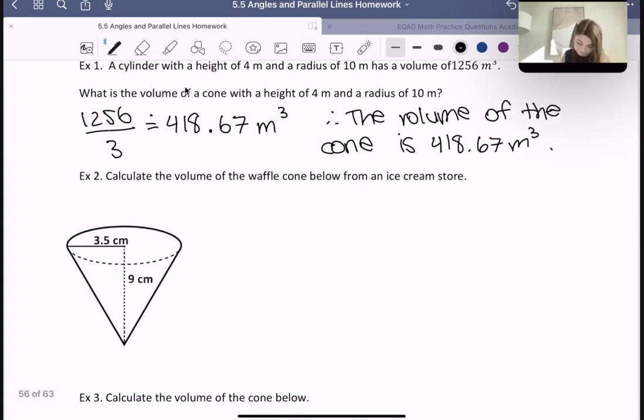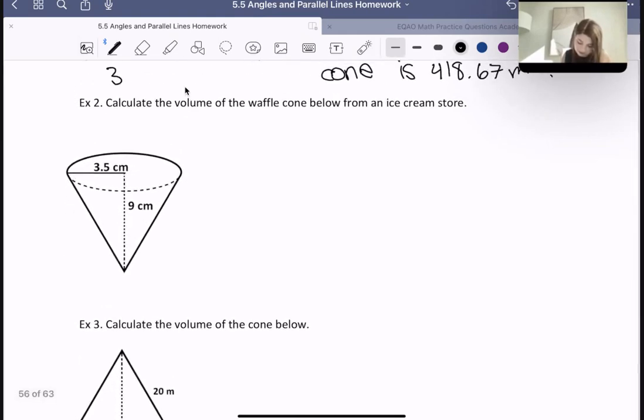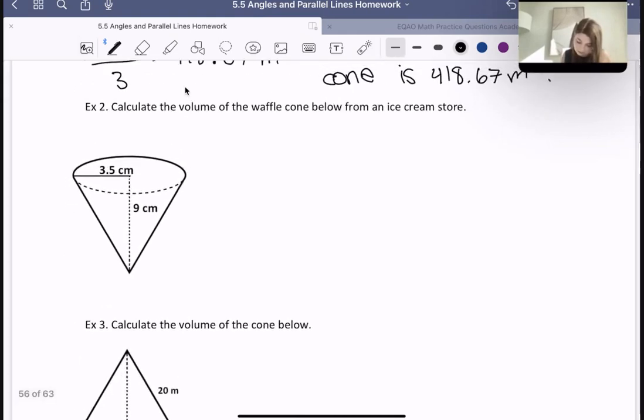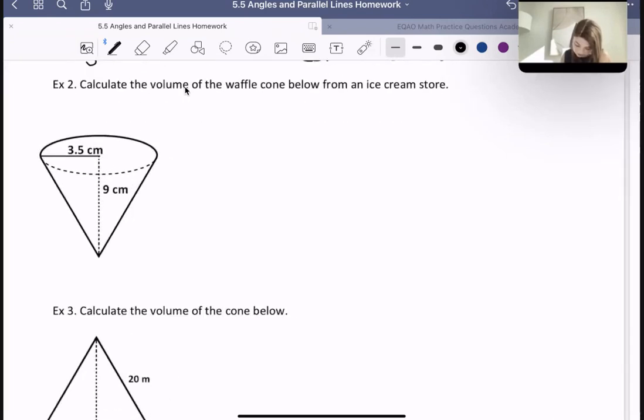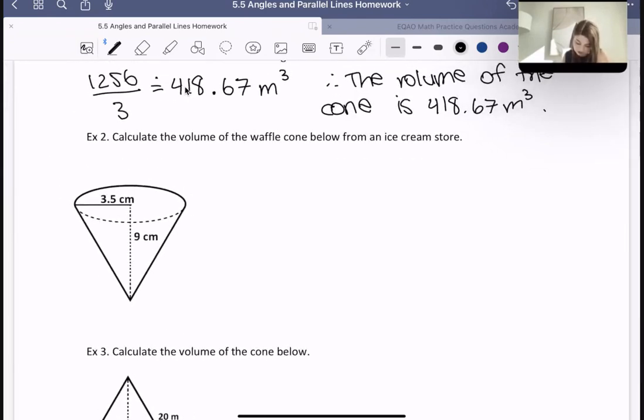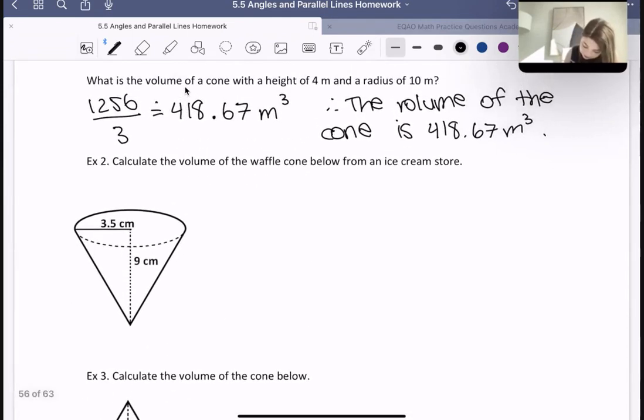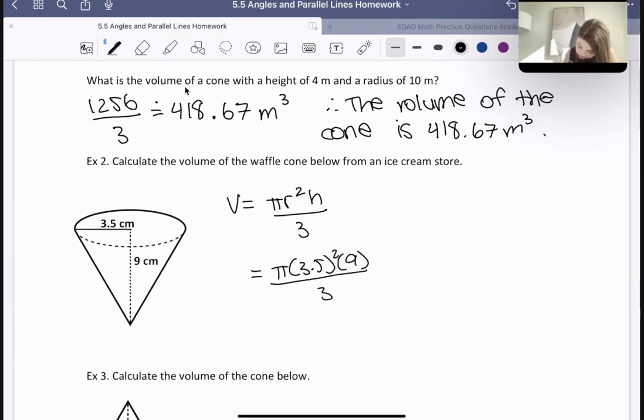Okay, then here it says calculate the volume of the waffle cone from an ice cream store. All right, so for this one, remember the volume equation is going to be pi r squared h over 3. So in this case, r is 3.5 and h is 9. So let's find the volume based on that.